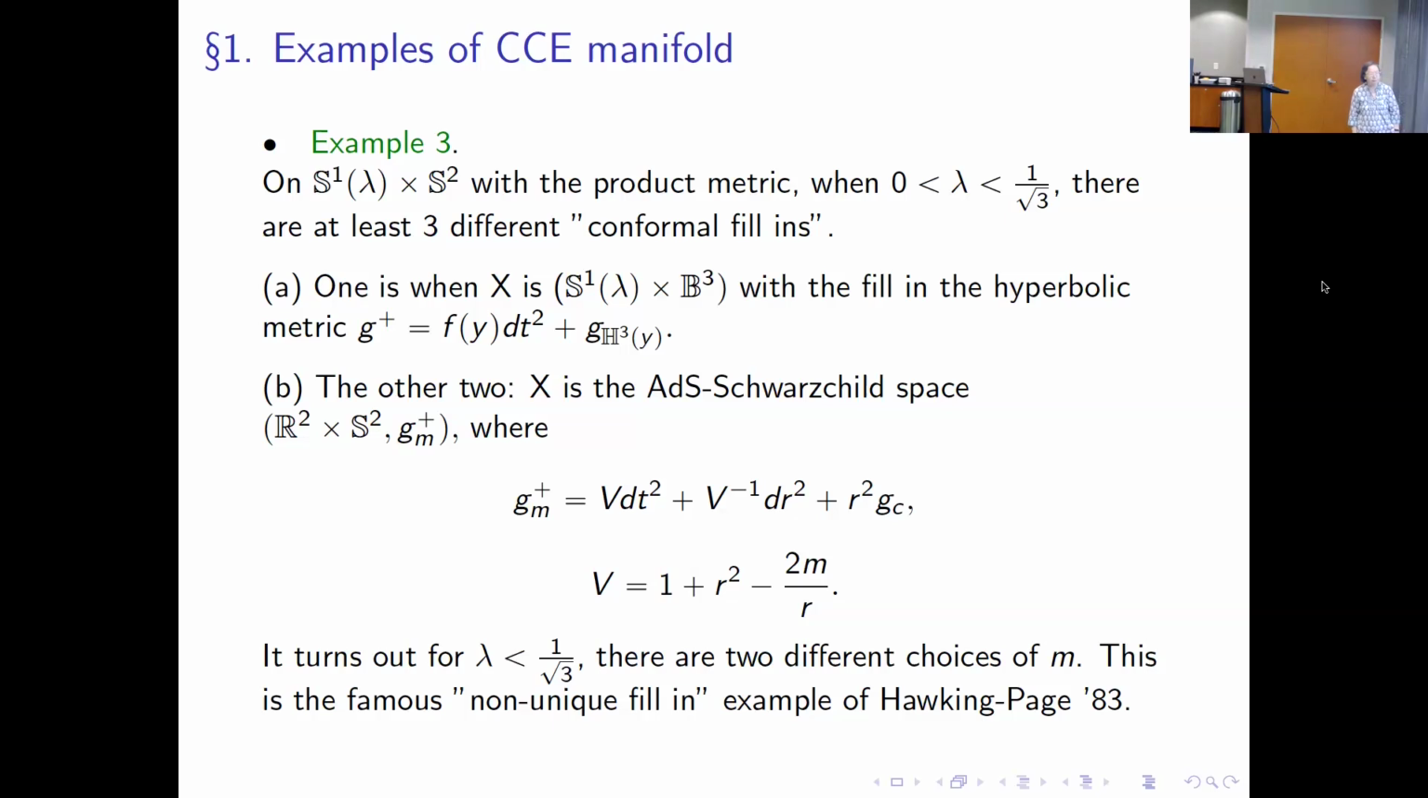In that case, that's the example of AdS Schwarzschild space, and it turns out a very amazing result: when lambda is sufficiently small, then for the same lambda, there are two different choices of the mass that make this a conformally compact Einstein filling-in. So the picture we get is, given a boundary, there may be different topologies of filling-in. And even with the same topology, there may be different filling-ins, by no means unique.